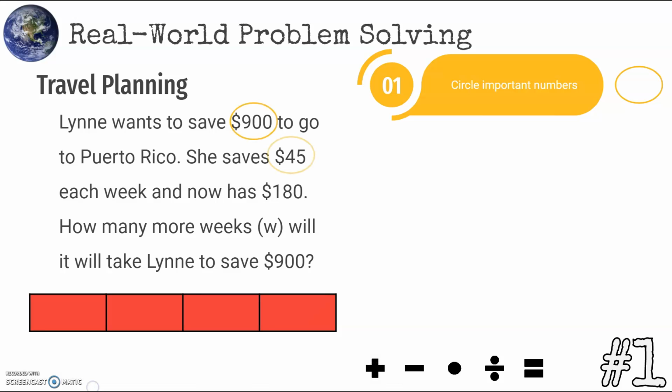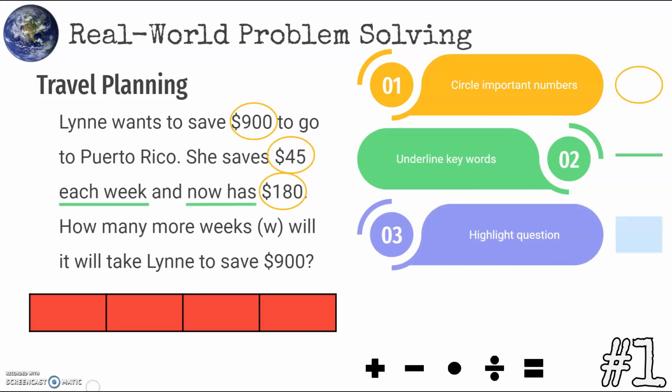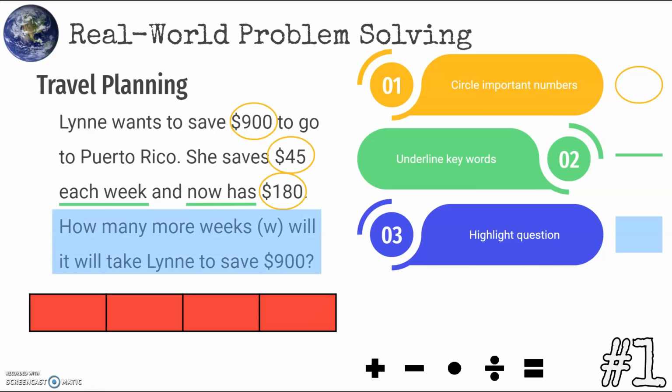$900 is important. $45 is important, and $180 is important. We are then going to underline our key words. We know each week is a key word or phrase, and now has. We're then going to highlight our question. How many more weeks will it take Lynn to save $900?